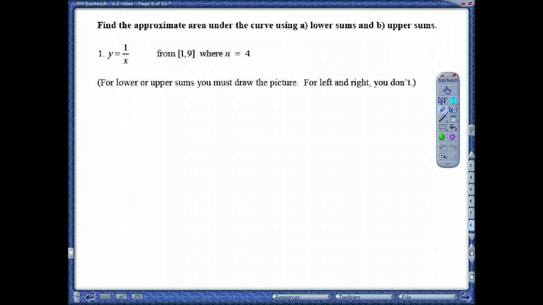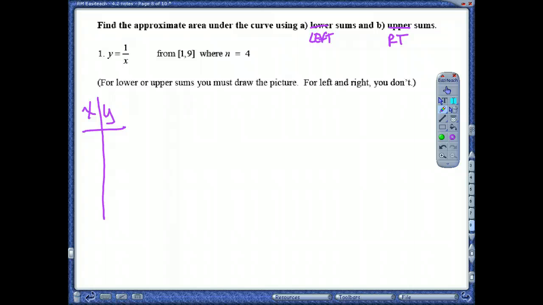Okay, so we're going to find the approximation, and we're actually going to do left sum. So please change that, and right sum. That way we don't have to draw the picture. Now when you don't have to draw the picture, all we need are those points. We need the delta x, because that's how wide our rectangle is, and we need our y value, because that's how high our rectangle is.